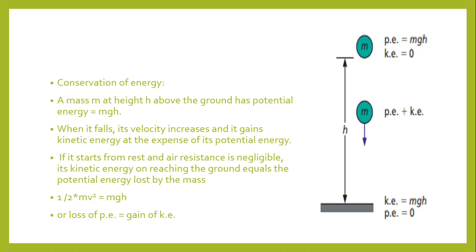So basically, if we apply the conservation of energy on a ball of, let's just say, mass m, some random mass, and it is thrown towards the ground from some height, so a mass m at height h above the ground has potential energy mgh. The ball was initially stationary, so the kinetic energy is zero because the ball isn't moving. However, it is at some height, so it possesses potential energy.